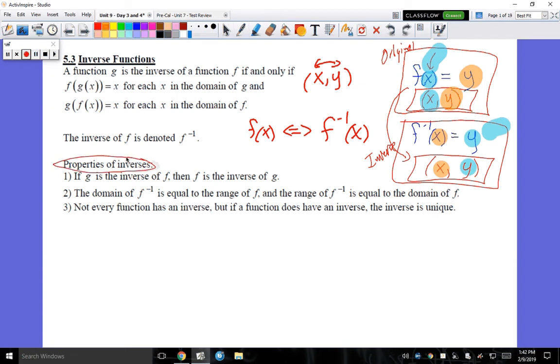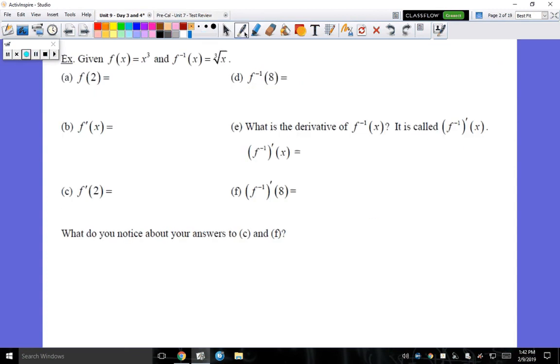And what we're looking at are these properties that g is the inverse of f and f is the inverse of g. So the domain, otherwise x values, of the inverse is equal to the y values of the original. So this is saying the input of the inverse is equivalent to the output of the original, and vice versa. Not every function has an inverse, but if a function does have an inverse, the inverse is unique. Alright? Let's look at the following example.